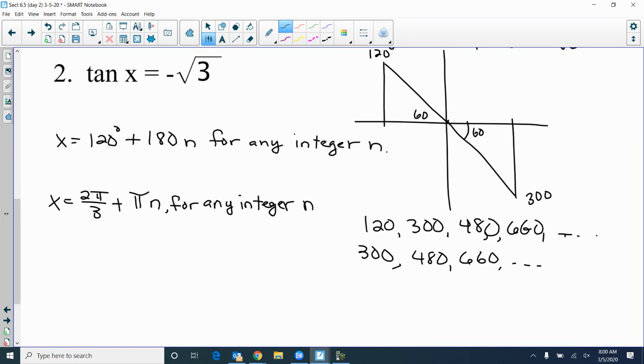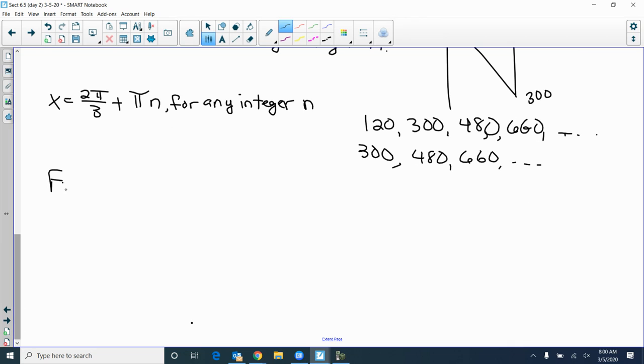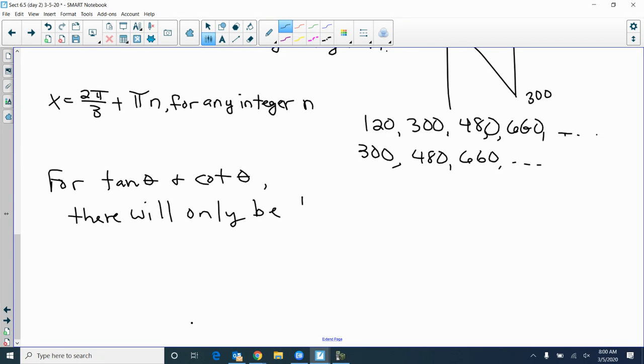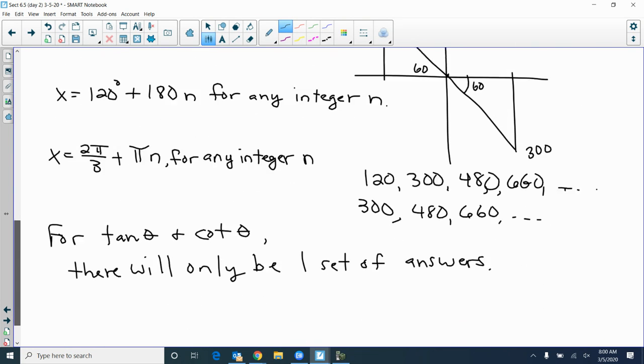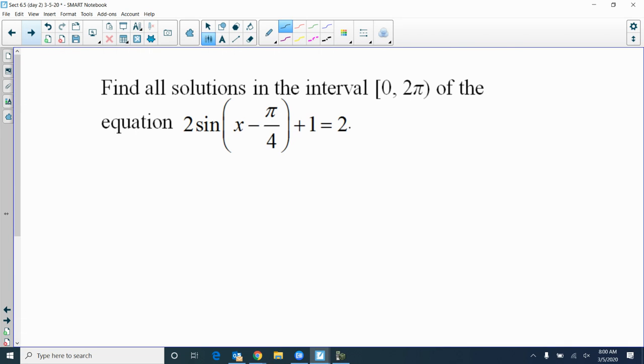Okay. So for tangent and cotangent, you only have one set of answers. Okay, put that down. So for tangent of theta and cotangent of theta, there will only be one set of answers. That's only when it asks for all solutions. If it just said from 0 to 360, you would list both 120 and 300. You would list both 2 pi over 3 and 5 pi over 3. Okay. All right, flip it over.